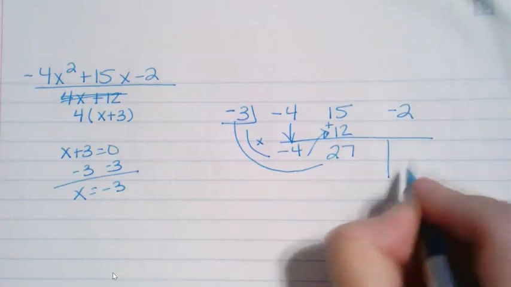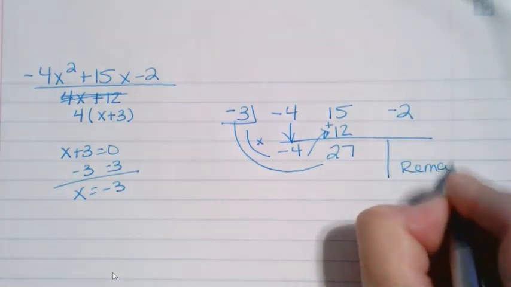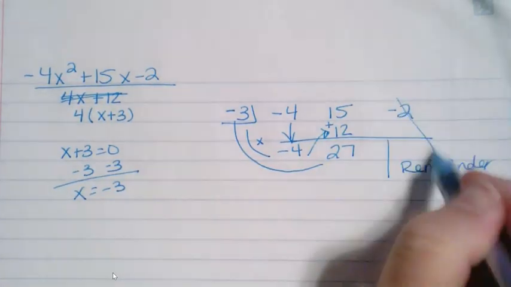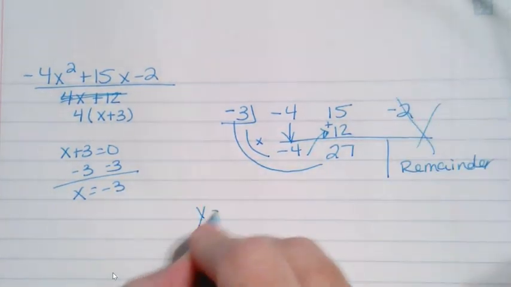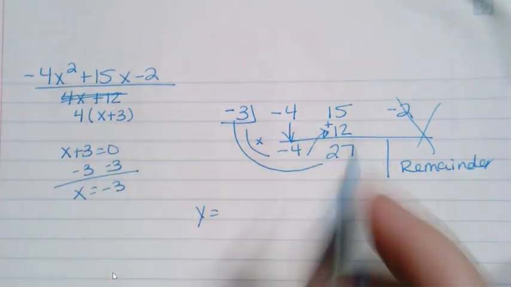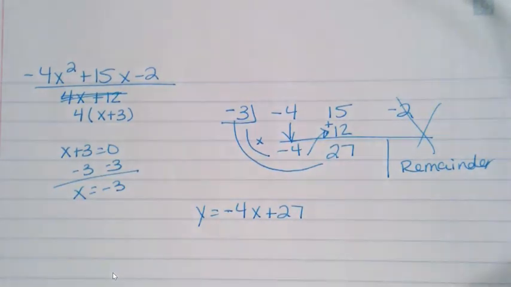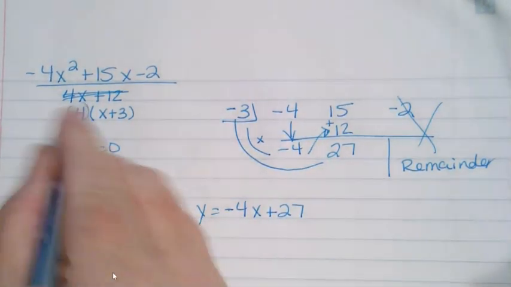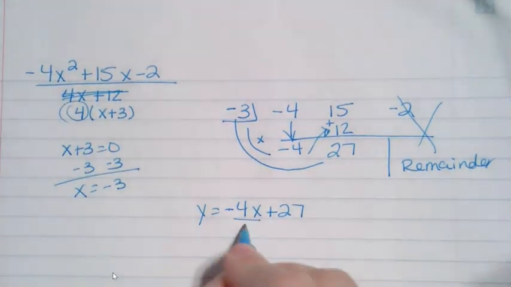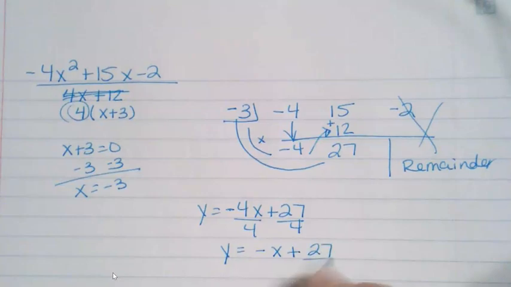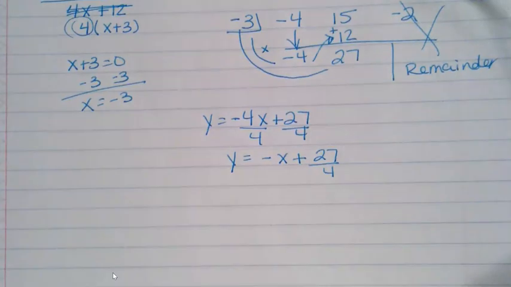And this gives us a remainder. And you know what? We don't actually need the remainder, so we're done. So we get y equals, so we're always going to be 1 degree less, so negative 4x plus 27. But remember this 4 right here we factored out? We got to divide these by 4. So y equals negative x plus 27 over 4. And that's all you can do for that one right there. Okay.